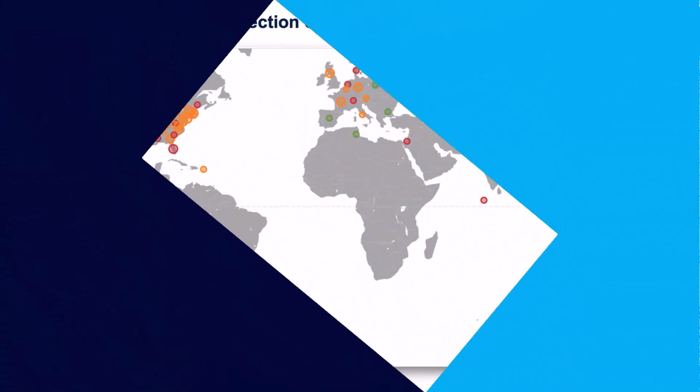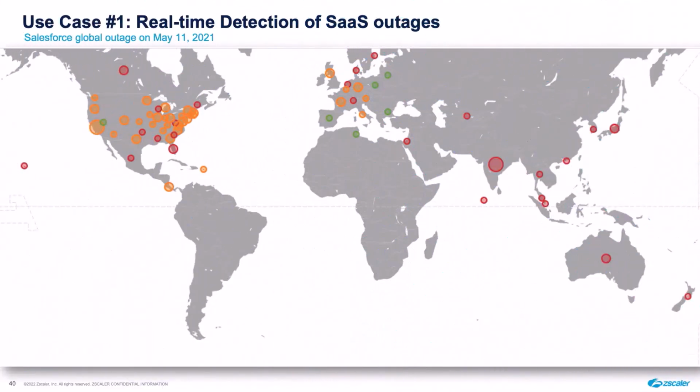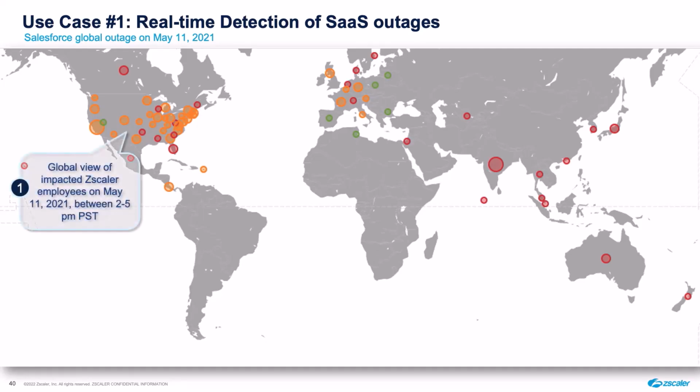Now let's look at some of the key use cases of ZDX. This is the ZDX map view by Zscaler's own NOC team of just a few minutes after the Salesforce outage occurred. Each red dot is a location where Zscaler employees are located, with their correct location gained from operating system latitude, longitude information.